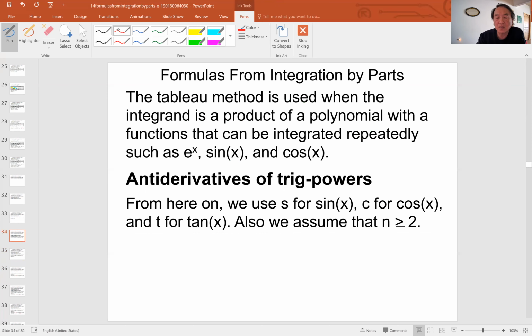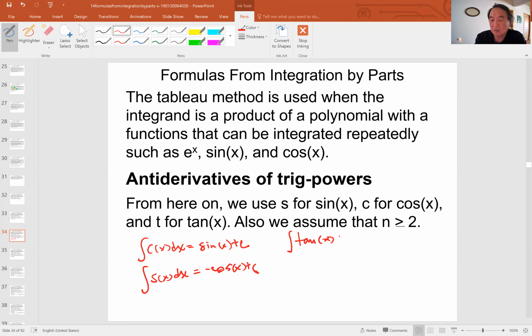Let me remind everybody, the integral of cosine of x dx is sine of x plus a constant. The integral of sine of x dx is minus cosine of x plus a constant. How do we do the integral of tangent of x?